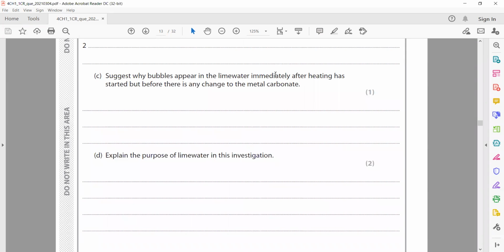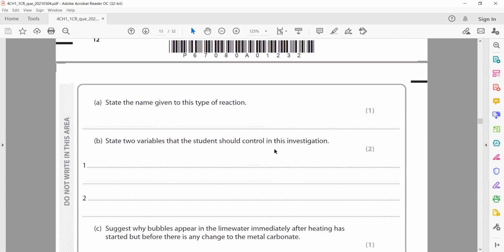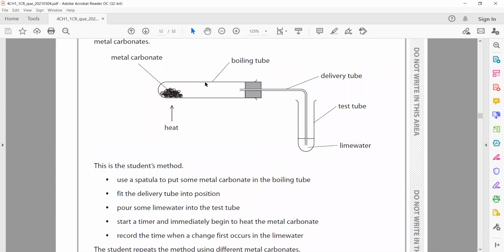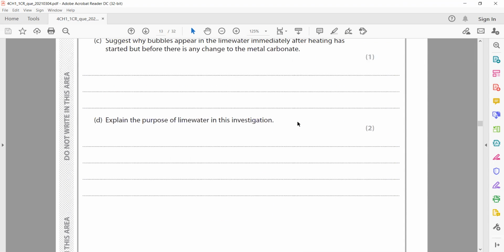Suggest why bubbles appear in the lime water immediately after heating has started, but before there is any change to the metal carbonate. So why do we observe the bubbles? Because when we start to heat, the air that is present is expanding due to heat. As the air present in this region expands, that's why we see bubbles due to air.